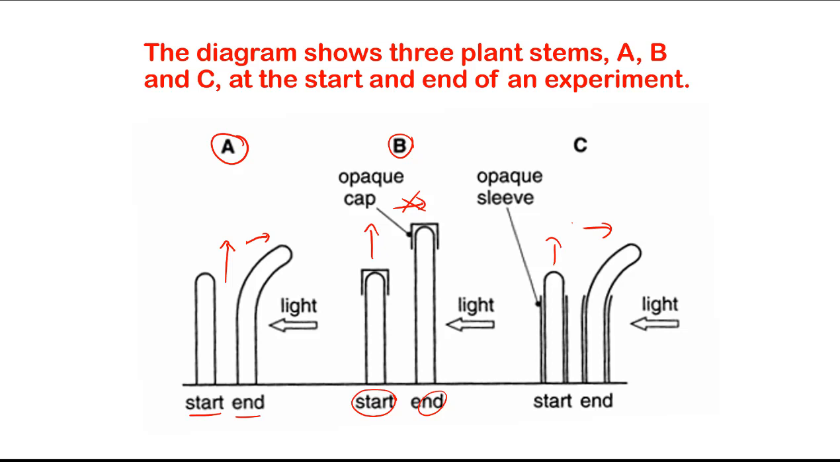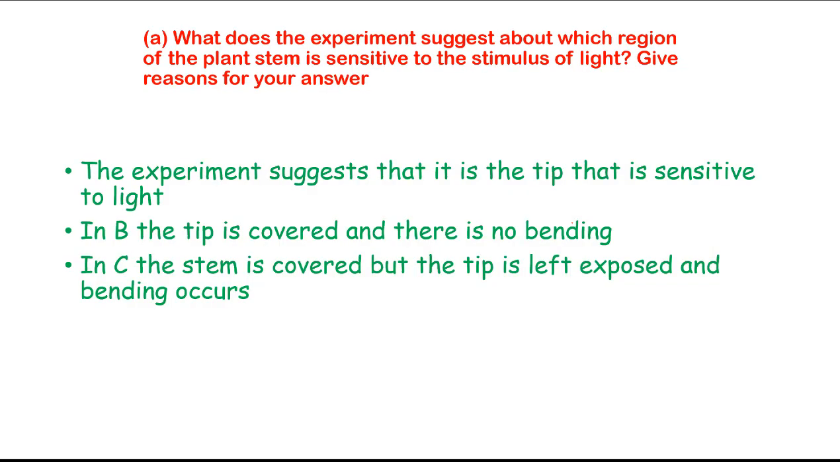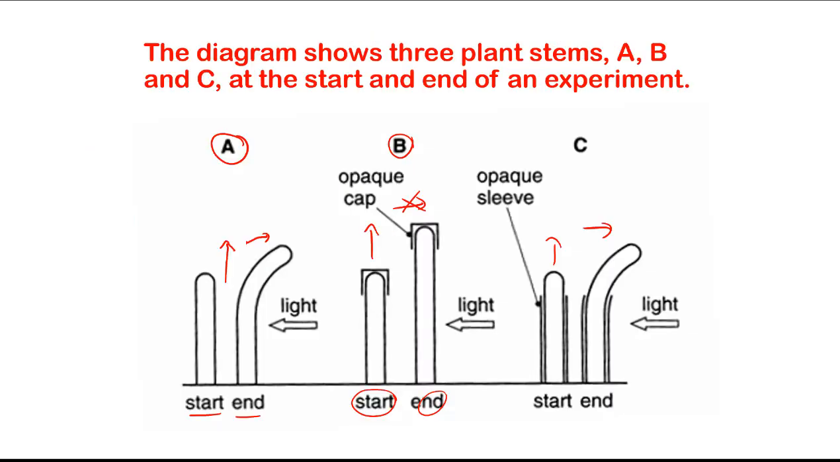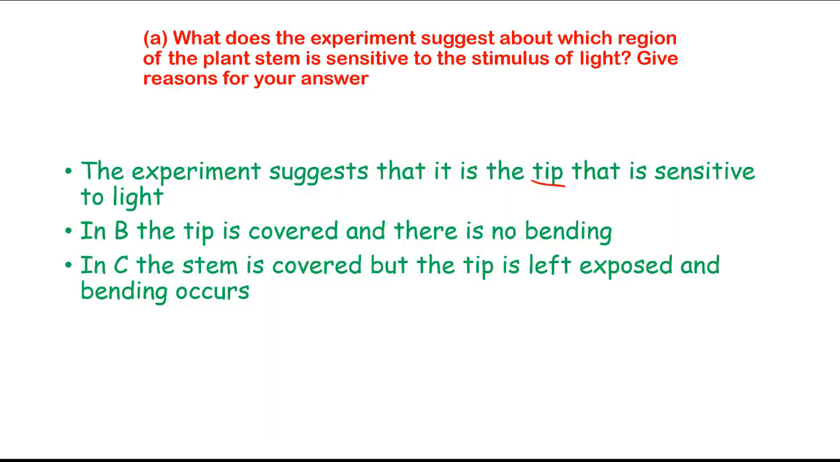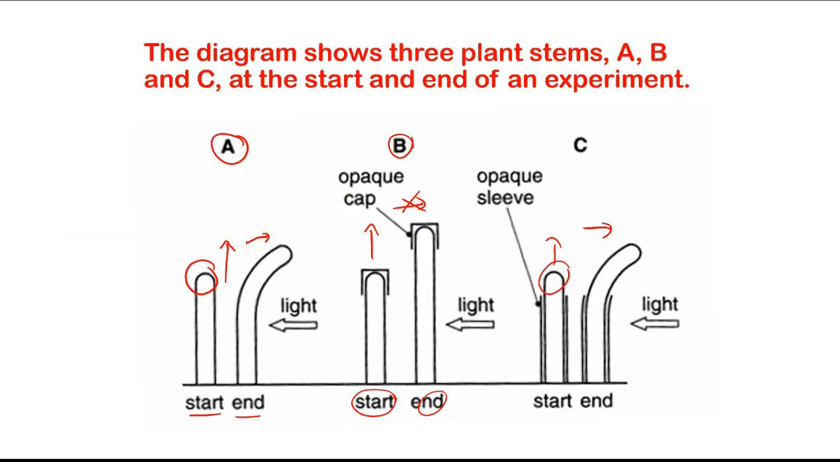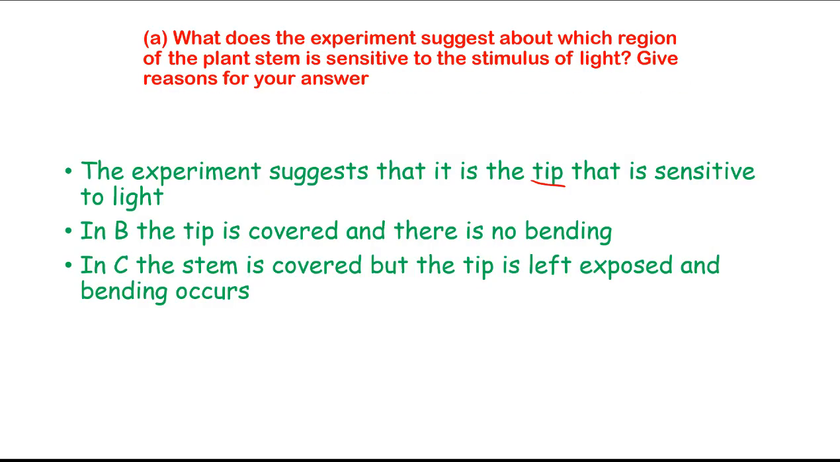So, what do these results actually show us about the region of the plant stem which is sensitive to light? Well, it suggests that the tip is the sensitive part, because in this part, when it was left free, it bent towards the light. In this part, it bent up but not across. And in this part, it bent up and across. So it shows us that the tip is sensitive to light. And this is because in B, when it's covered, there's no bending towards the light. But in C, the stem is covered, but the tip is left exposed and the bending occurs.